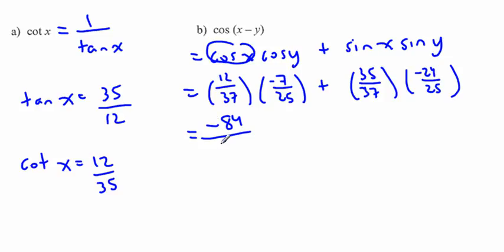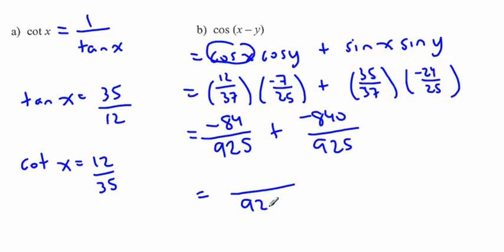So that's 925 plus, and then I'm going to have -24 times 35, so that's -840 over 37 times 25. So I already have a common denominator, so -84 minus 840 is -924, and that's not going to reduce, so that's the exact value.